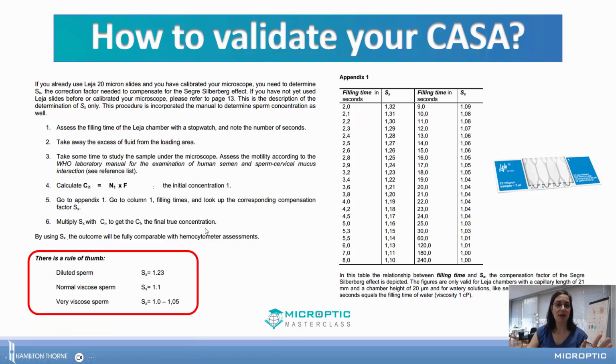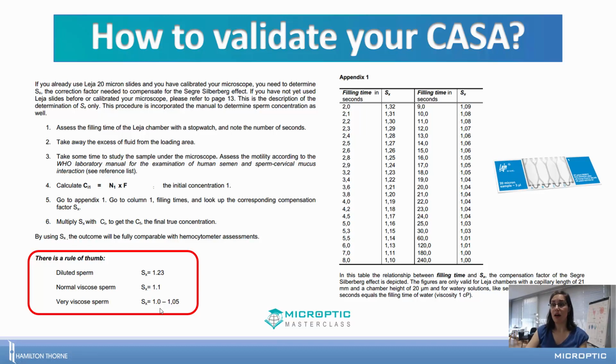So just to summarize, when you are working with diluted samples, with very liquid samples, it is required to incorporate a correction factor of 1.23 to the concentration measured. It means that once you are using a CASA, for instance, and you get a concentration, you need to multiply that concentration by 1.23. Conversely, for viscous samples, this compensation is more moderate, and in many cases it's not required to compensate.